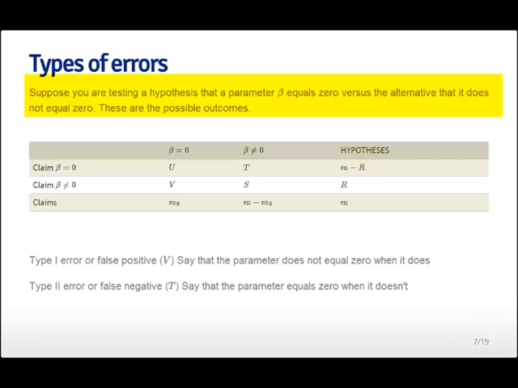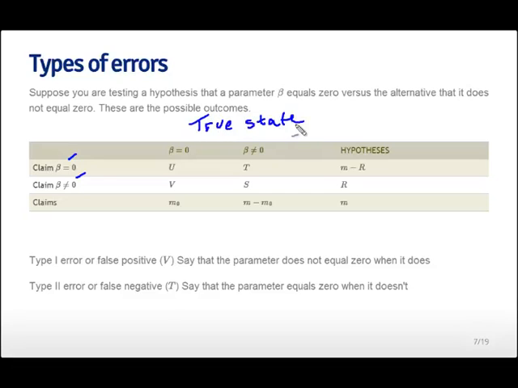When you're performing a hypothesis test, this is the table of the possible outcomes that could happen. In each row, you have a particular claim that you might make, whether beta is equal to 0 or beta is not equal to 0. And in each column, you have the true state of the world, where beta is equal to 0 or beta is not equal to 0. So if you perform lots of hypothesis tests, all the times when you say beta is equal to 0 and beta actually is equal to 0 fall into this cell, and all the times when you say beta is not equal to 0 and it really is not equal to 0 fall into this cell. Then there are two types of errors that you might make.